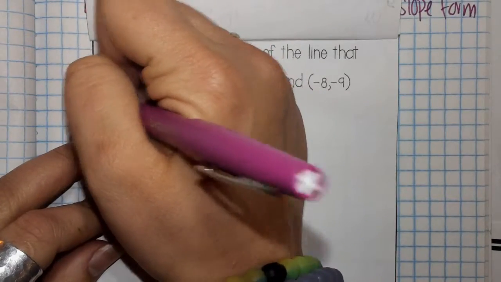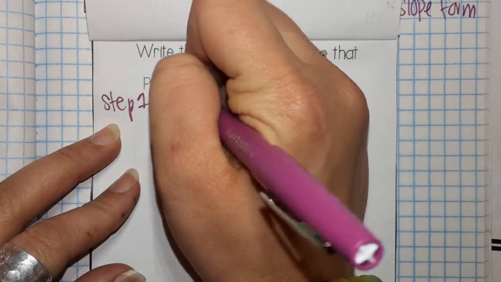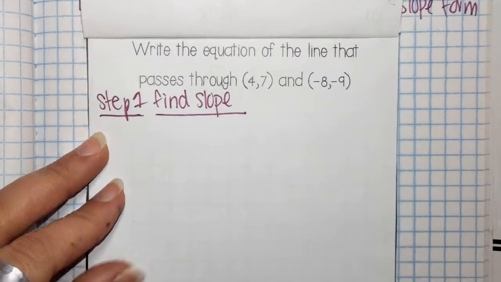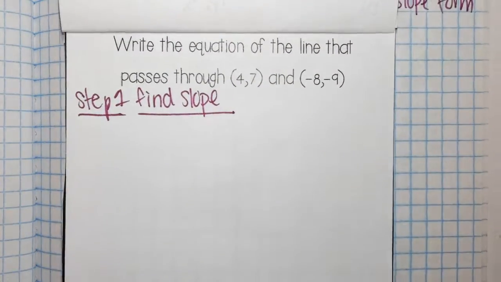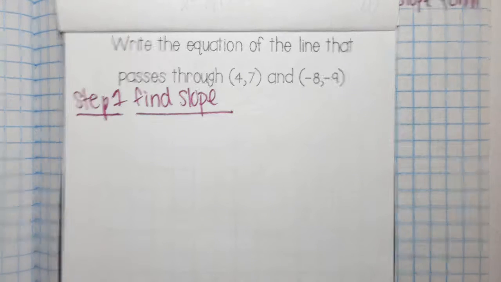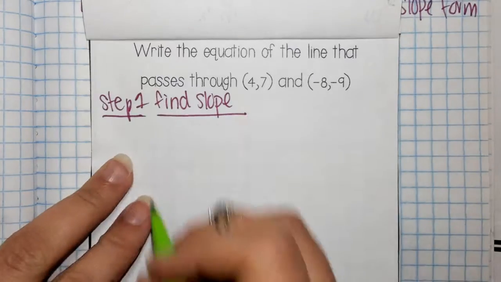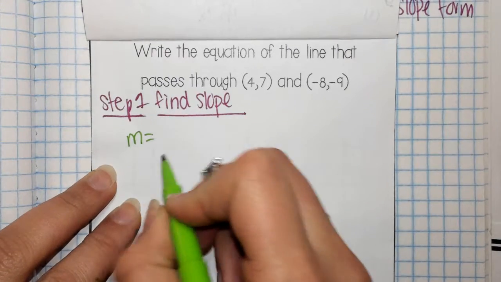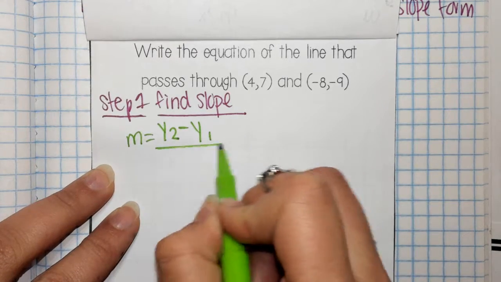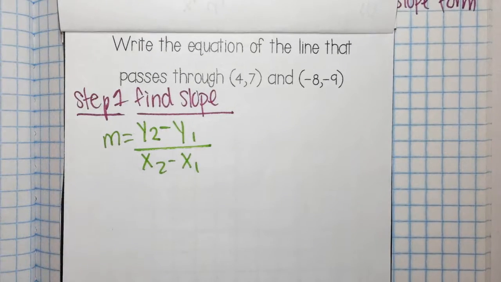So let's write step 1, find slope. And remember, we're on the next page, the one that says write an equation given 2 points. Can you tell me what the slope formula is? Okay. M equals y2 minus y1 divided by x2 minus x1. Fantastic. Take a point.